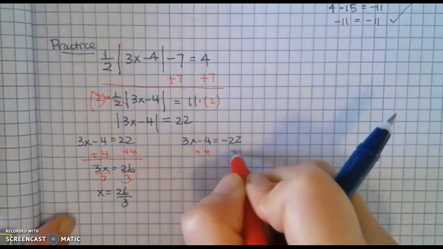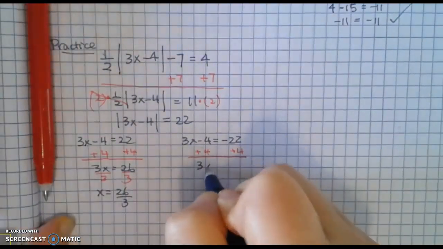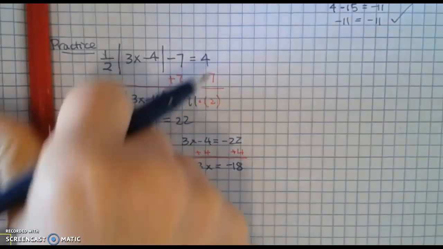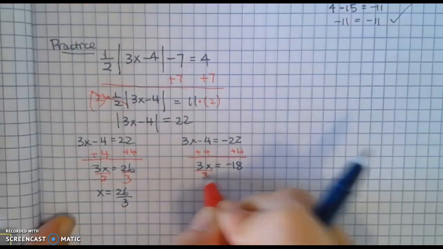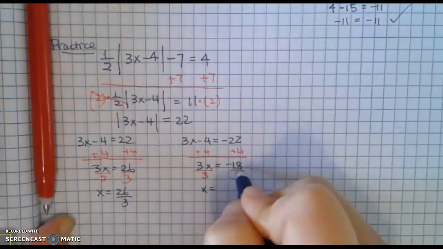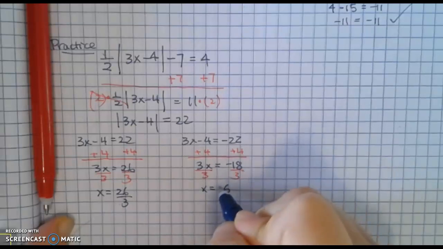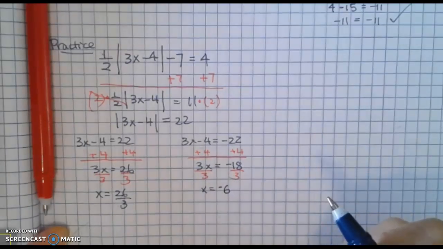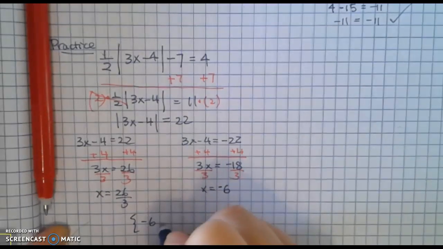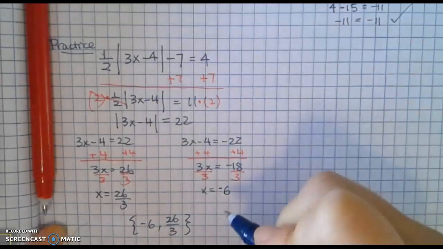So add 4 to both sides, and 3x is equal to negative 22 plus 4, which is negative 18. Divide both sides by 3. And that leaves us with x is equal to, what's 18 divided by 3? Divides evenly to 6, and we have a negative sign. Okay? Alright, so we have two solutions. Negative 6 and 26 over 3 are my two solutions, but we need to check.